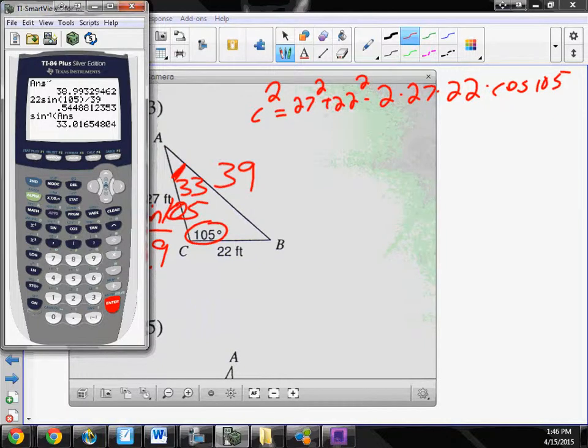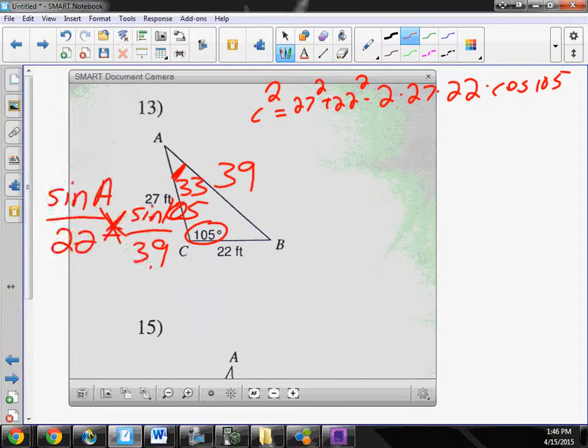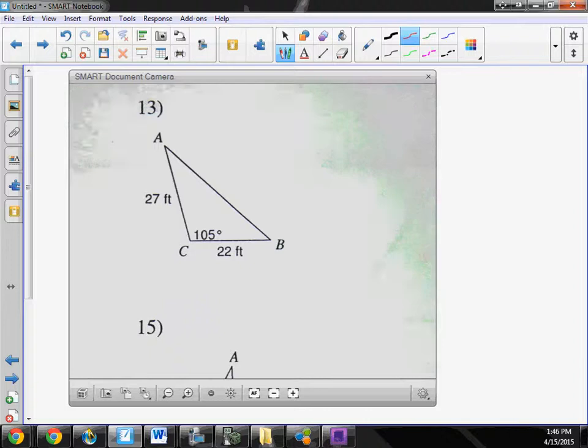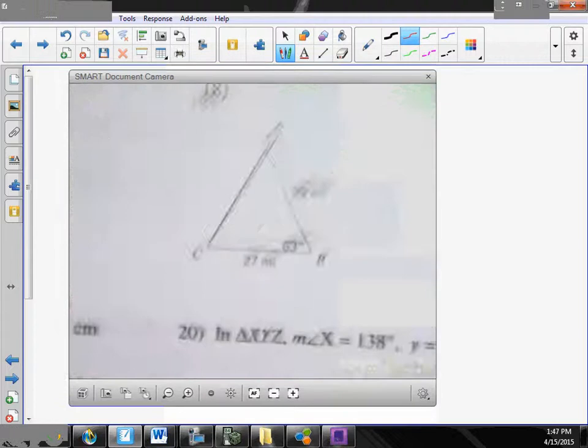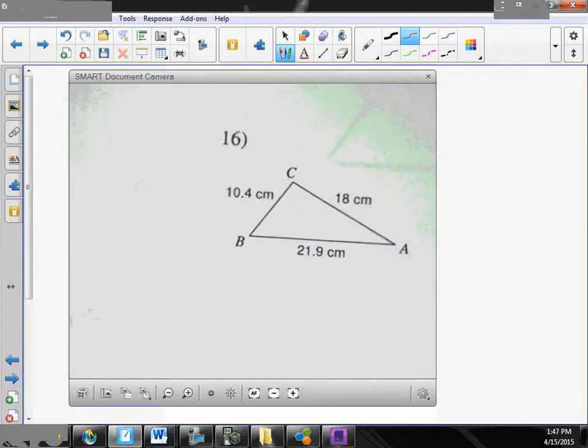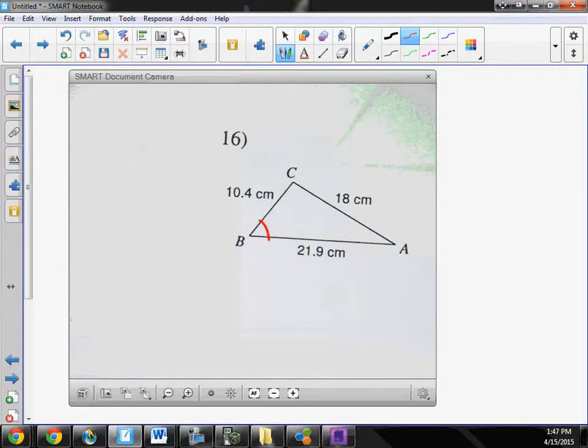So if you're solving the triangle with side angle side, use the law of cosines to find the missing side and then switch and do the law of sines. What about if you have all three sides? Like in number 16. You have to use the law of cosines to find any angle. So let's say I figure out angle B. Once you know B, what are you going to do? Switch to the law of sines to find C, and once you know C, then you just subtract to get A.